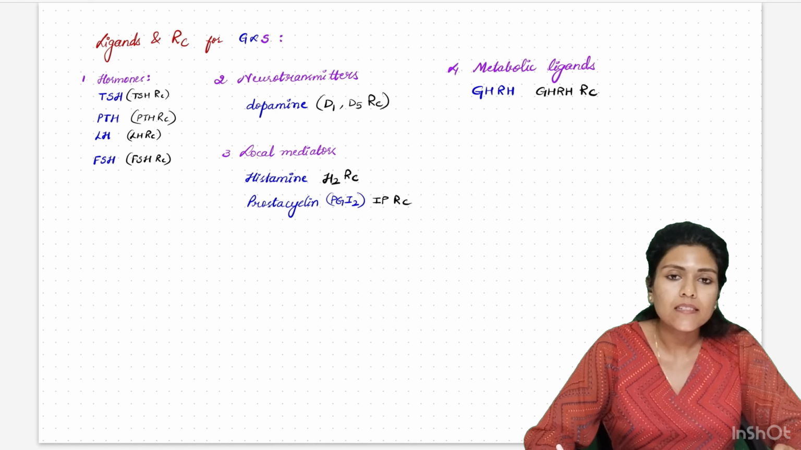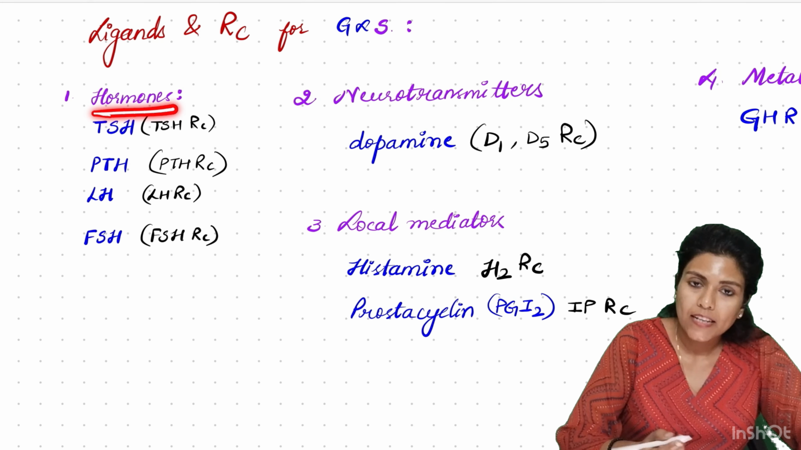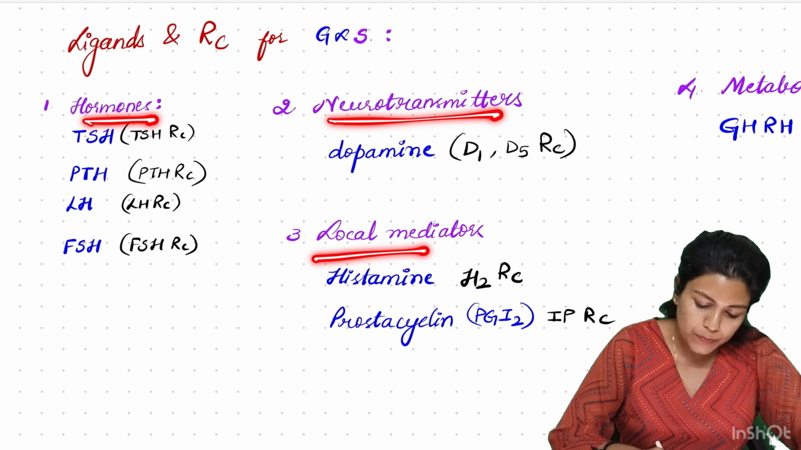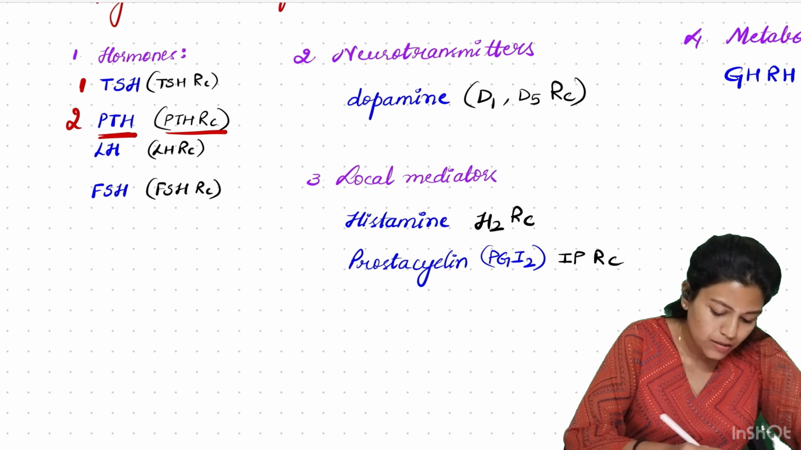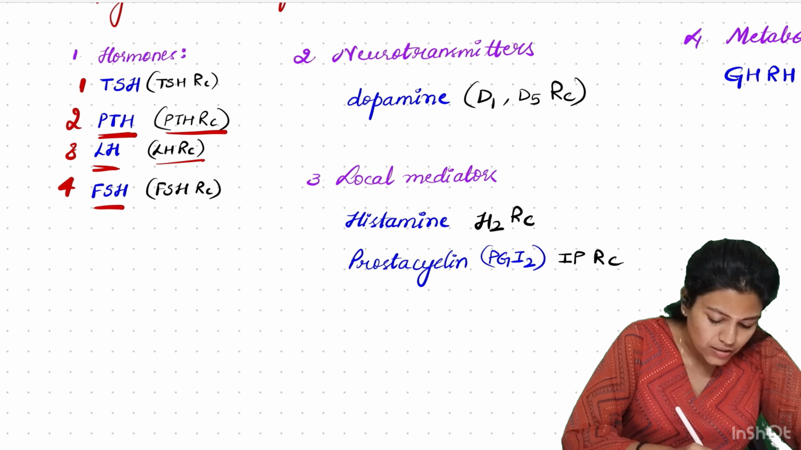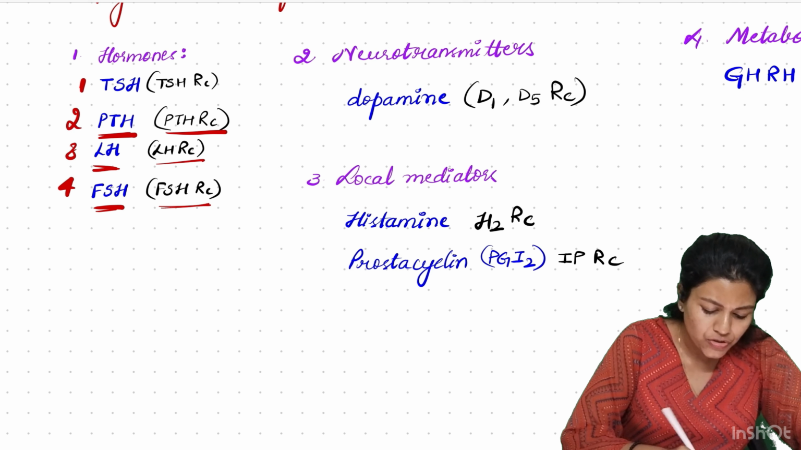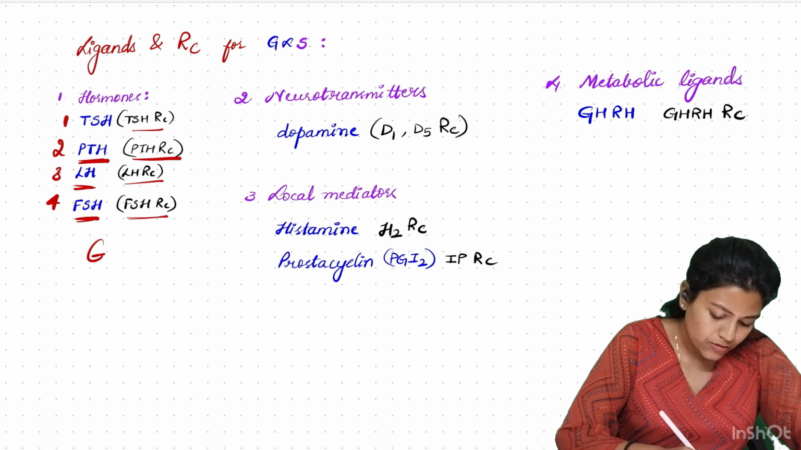So let's see a few examples of the ligands and receptors which stimulate the G alpha S pathway. The examples are divided into hormones, neurotransmitters, local mediators, or metabolic ligands. Among the hormones, number one, TSH, thyroid stimulating hormone, is a ligand which acts on the TSH receptor. Number two, parathormone acting on the PTH receptor. Number three, luteinizing hormone acting on the luteinizing hormone receptor. Fourth is FSH, follicle stimulating hormone, acting on the FSH receptor. These are examples of a few ligands and receptors that stimulate the G alpha S.